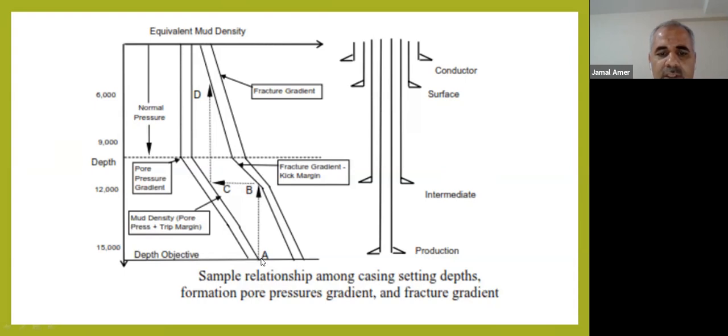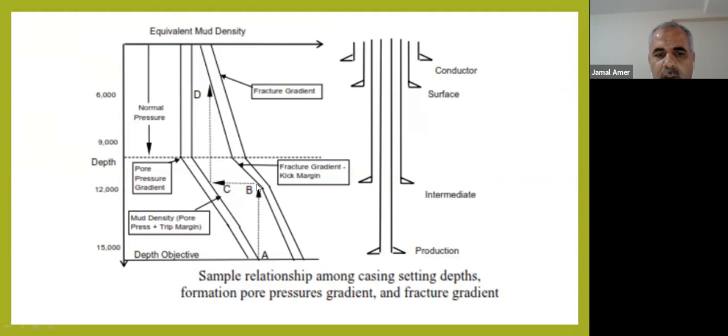We will start from this point here, from A up to point B. B is the intermediate setting depth here. I will show that by example. Here we take a vertical line from A to B, to this point, which means we determine the intermediate casing setting depth.